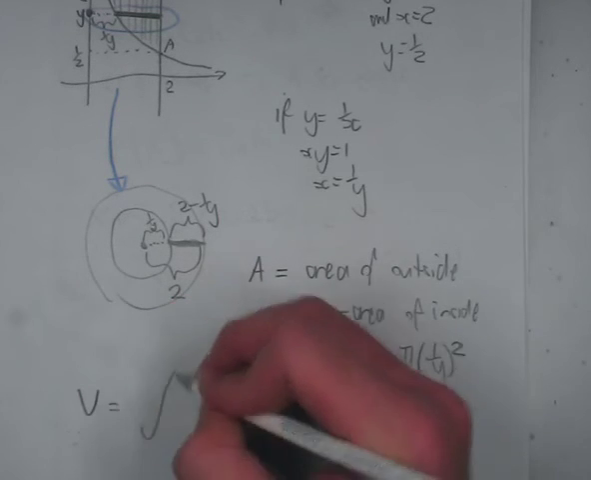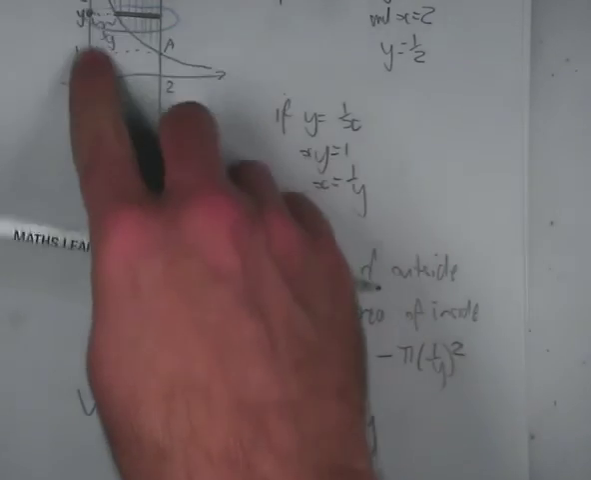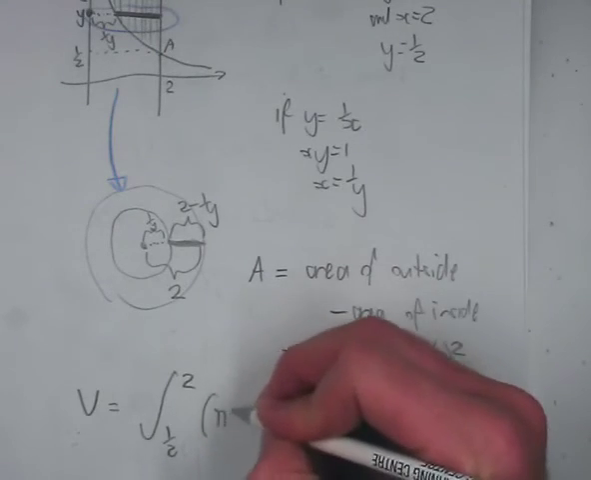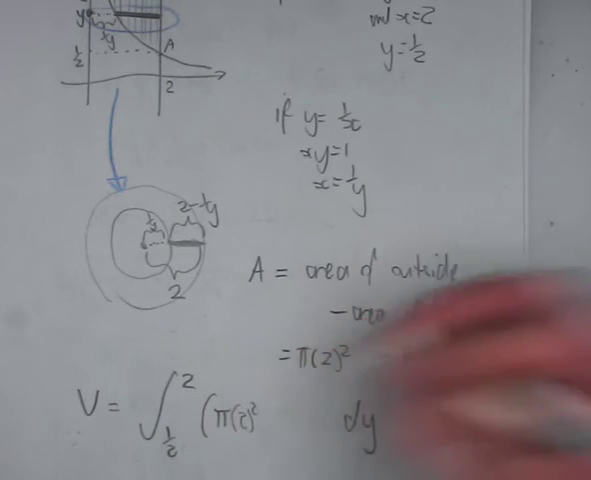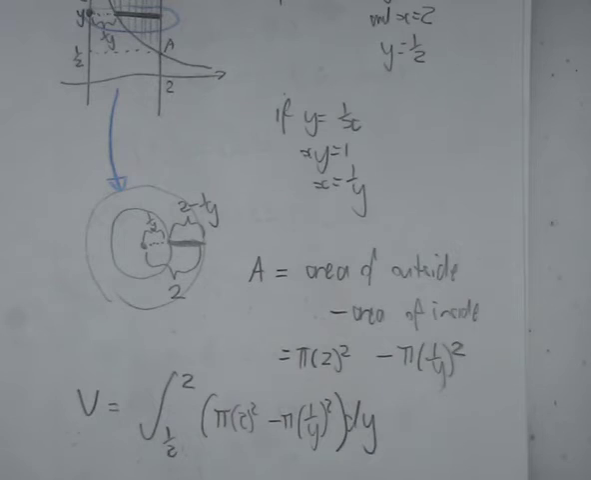So the volume must be the integral from 1/2 to 2 dy, because I'm moving up and down the y-axis. And I get that. Do some algebra, do some integrals, and there's my answer at the end.